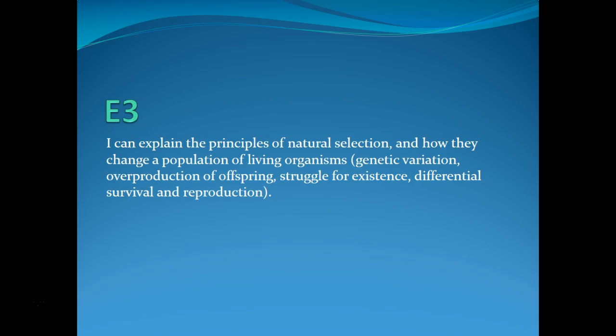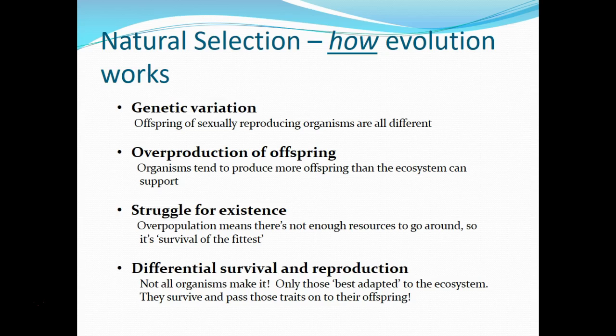So for test purposes, you should be able to take an organism or a situation that I give you and explain how these four different principles of natural selection would work to cause a change in the population or the species of that organism. We already touched on these four in target E1. But Charles Darwin came up with this theory of natural selection, which again, a theory explains how evolution, how living things change over time. And his theory has these four parts.